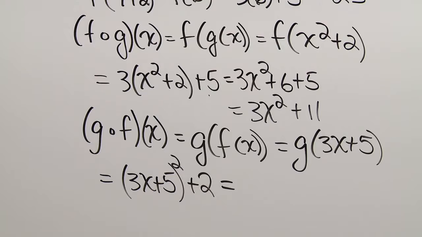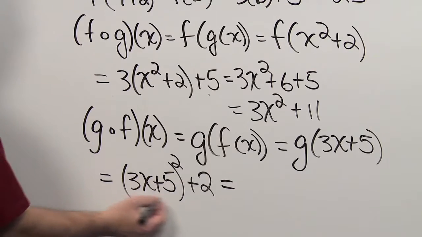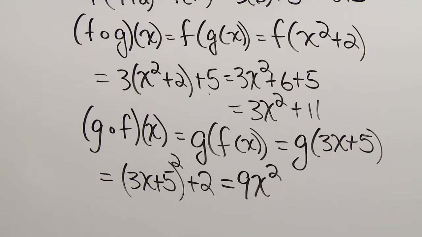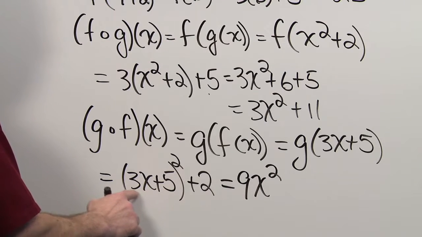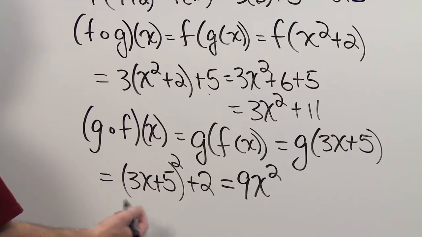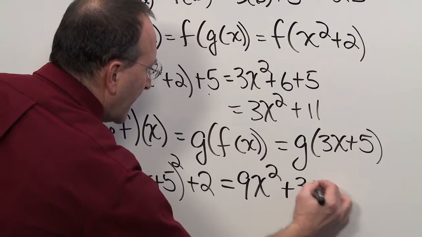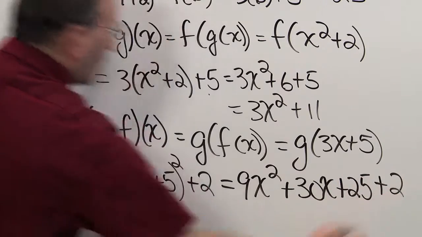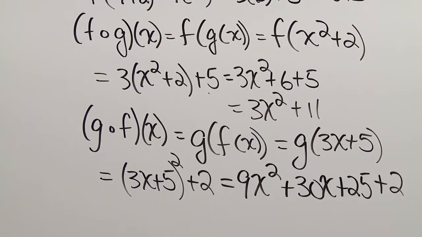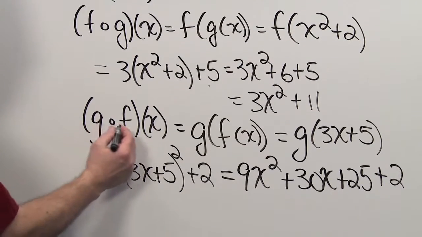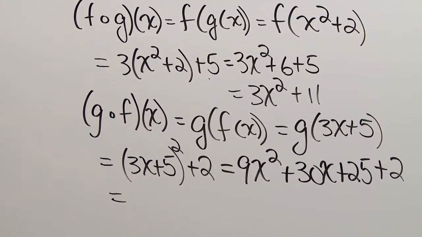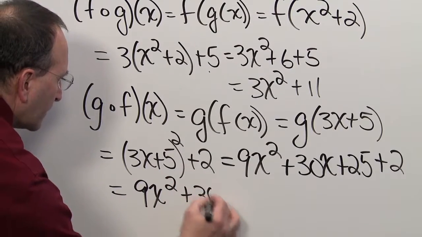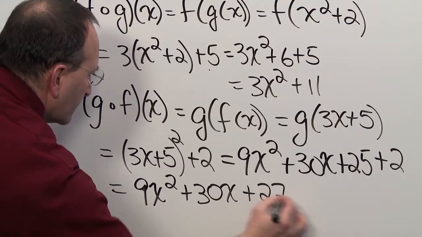When we simplify that, we just square this binomial. The results of that are 9x squared plus 3 times 5 is 15. We double it, it's 30, so plus 30x plus 5 squared, which is 25, plus the 2. And so our final answer for the composition of g with f of x is that it's equal to 9x squared plus 30x plus 27.